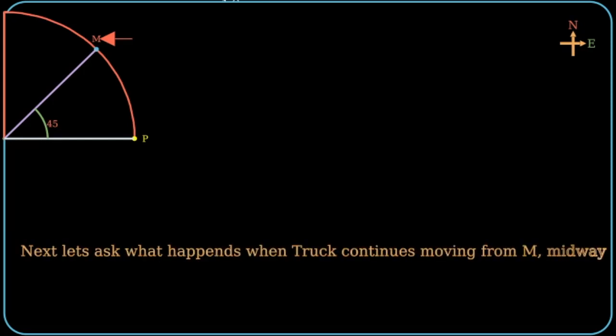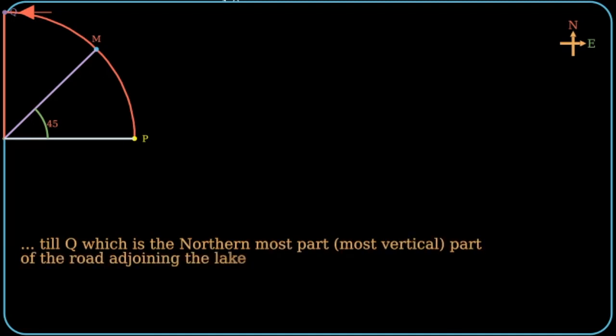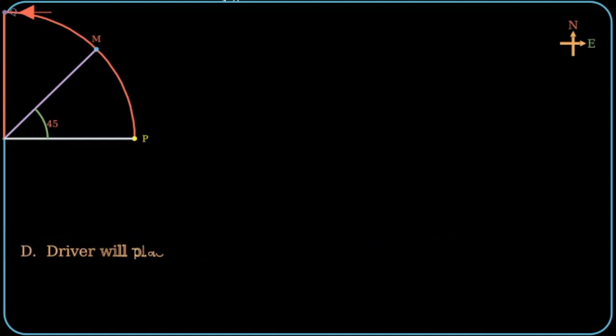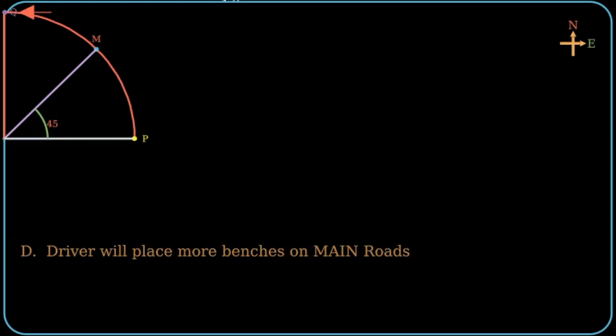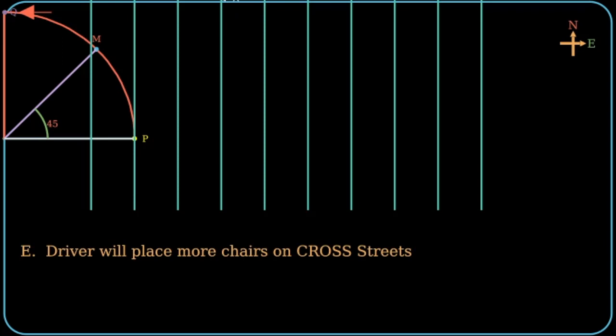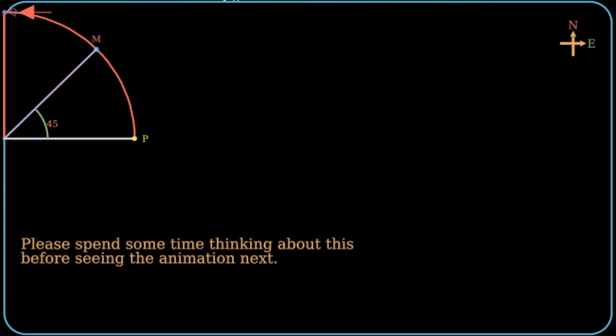Next, let's ask what happens when the truck continues moving from M, midway, to Q, which is the northernmost part, the most vertical part of the road adjoining the lake. Will the driver place more benches on the main roads, which is choice D? Or will the driver place more chairs on cross streets? Please spend some time thinking about this before seeing the animation next.